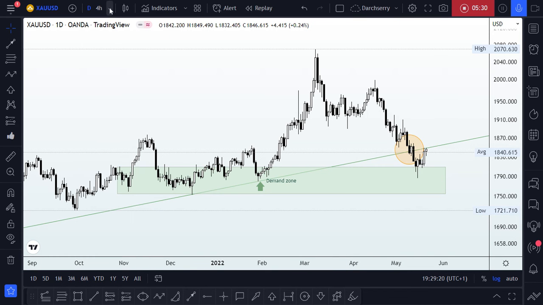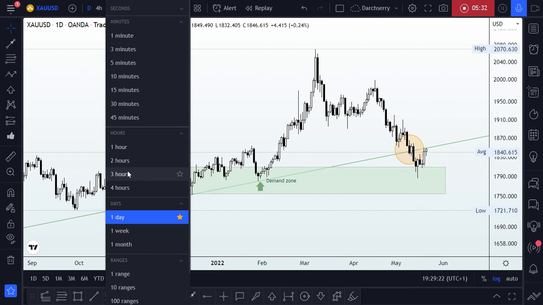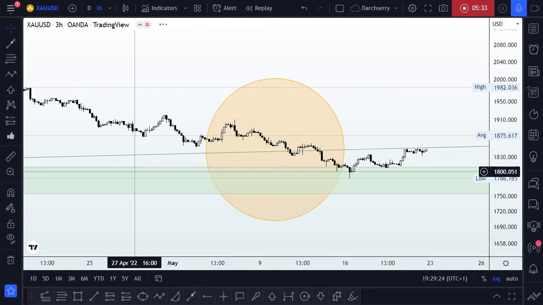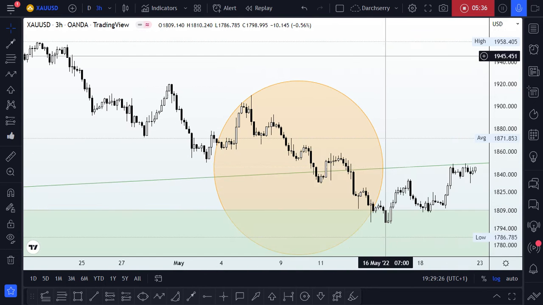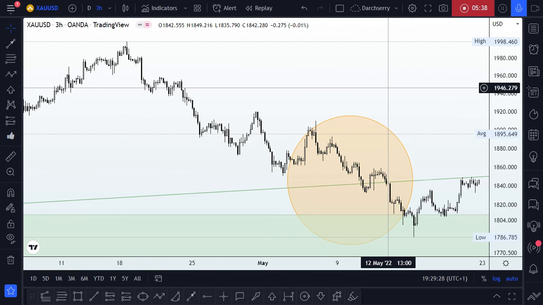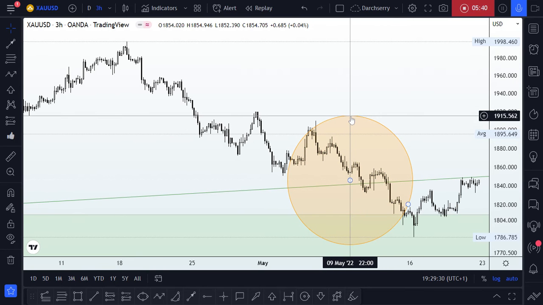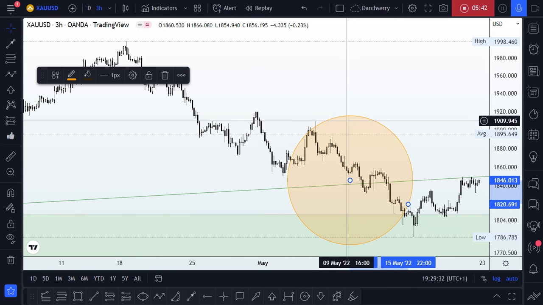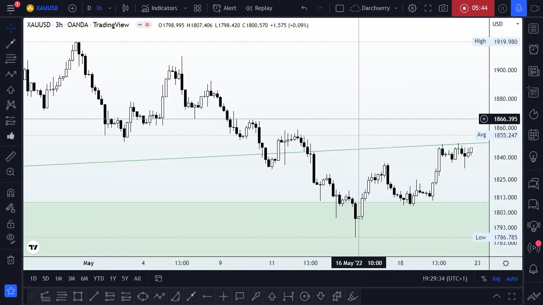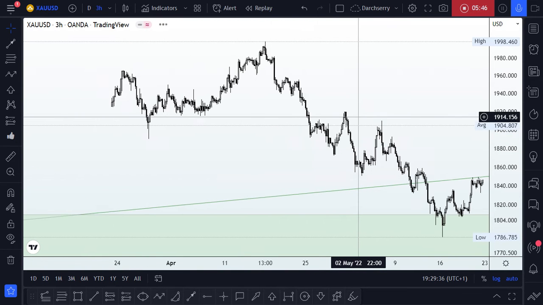So if you allow me, I'll want to scale down to a much lower time frame, let's say the 3 hours time frame, where we can look into the present structure and see what is really happening at this point in time. So if you will allow me, I would like to delete this as we no longer need that at this point.